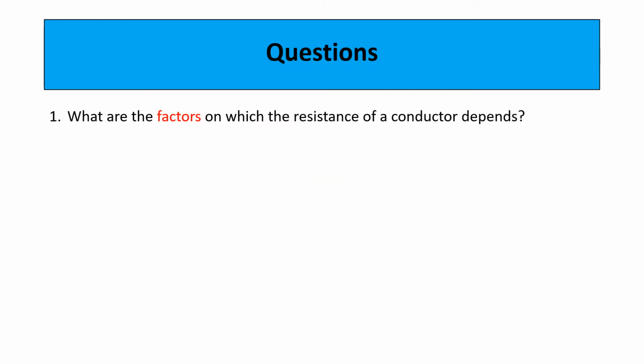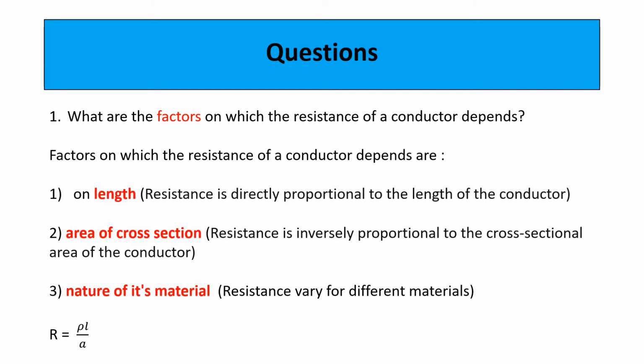The answer for this question is: factors on which the resistance of a conductor depends are length, area of cross section, and nature of its material. Resistance is directly proportional to the length and inversely proportional to the area of cross section. R is equal to rho L by A, where rho is the resistivity. Resistivity is different for different materials.